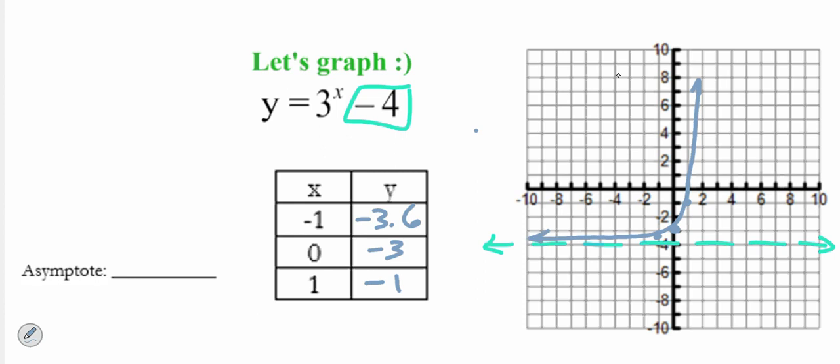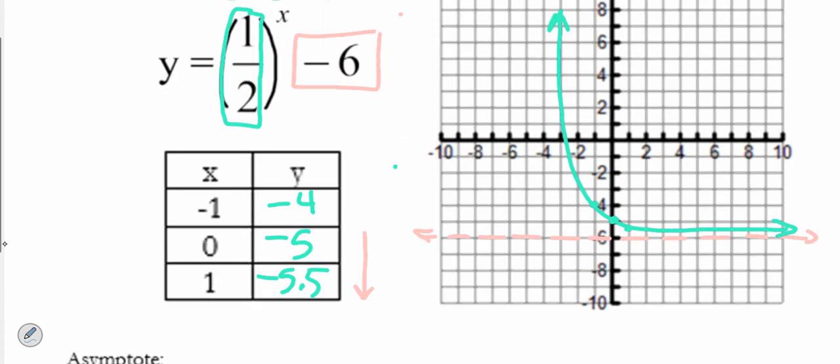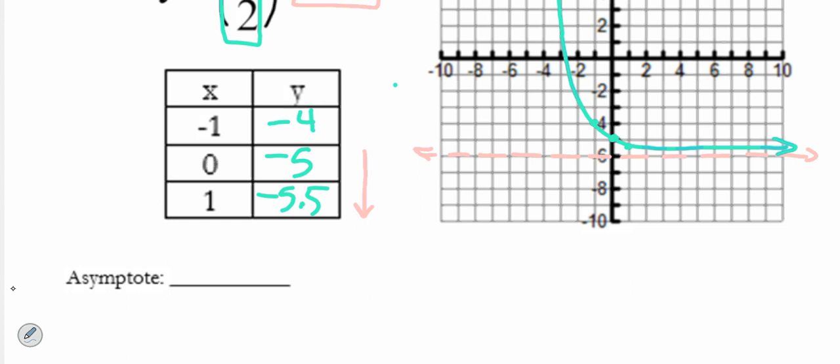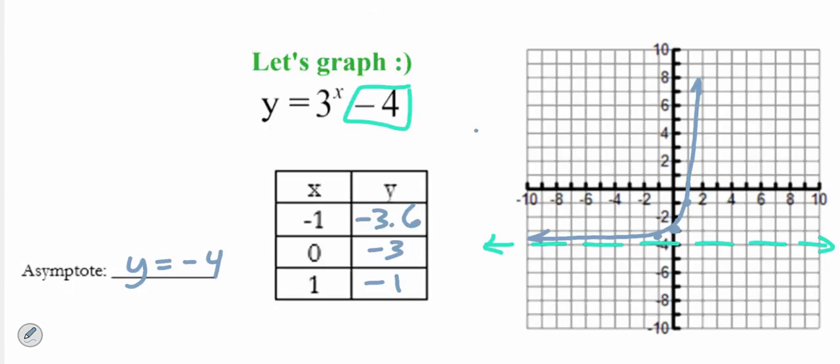All right, so there we go. Asymptote, we've got y equals negative 4. Did we do the asymptote on the other one? Kind of just make sure. Okay, so make sure you get that the asymptote on the other one was y equals negative 6. All right, we're almost done.